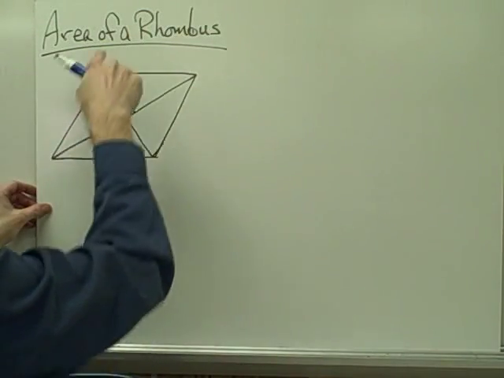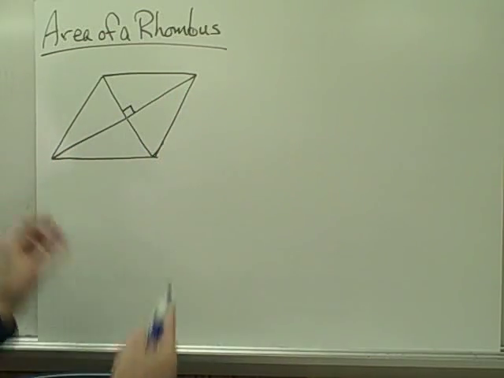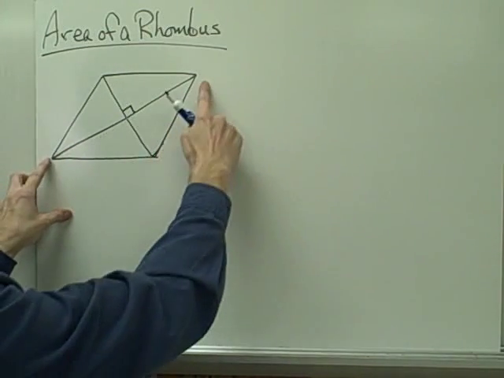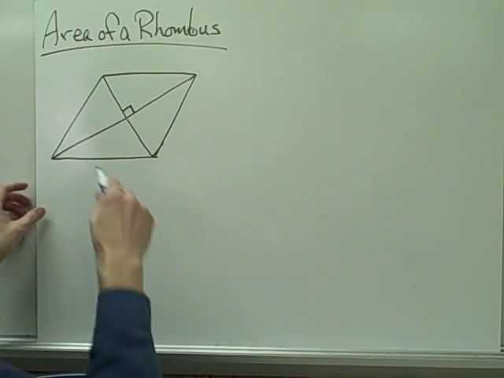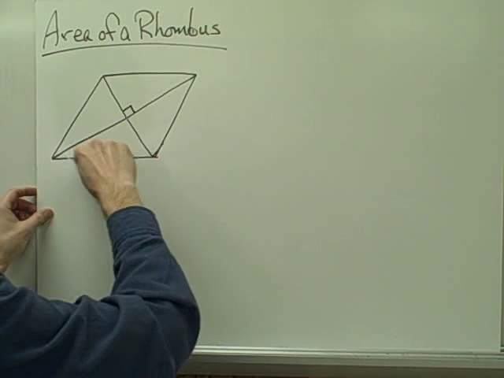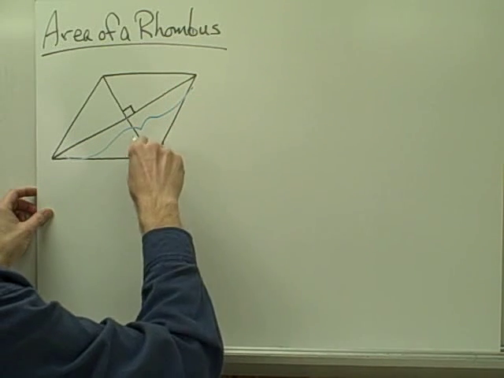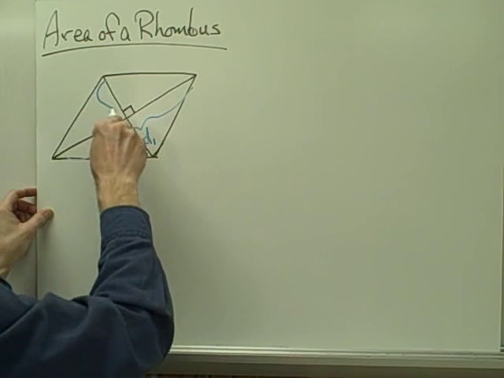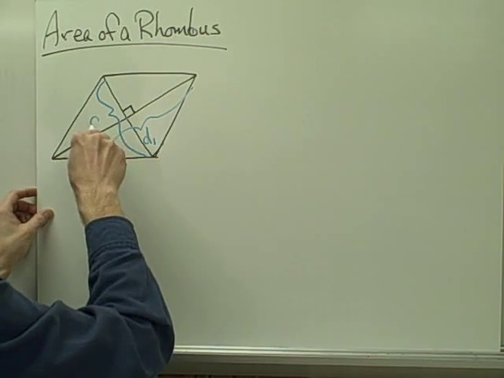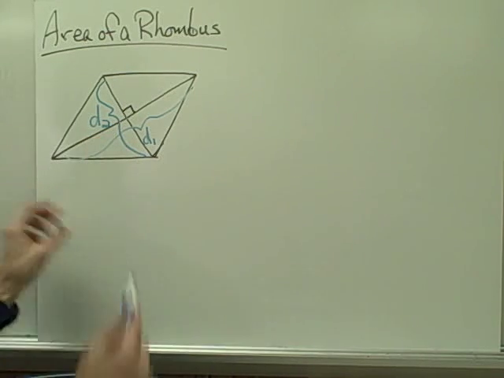In fact, this triangle here that's on top, this triangle that's here on the bottom, and I'm going to break those out in just a minute. First, I'm also going to need to label the lengths of my two diagonals. So let me call this long diagonal here diagonal number 1. And I'm going to call this short diagonal here diagonal number 2.